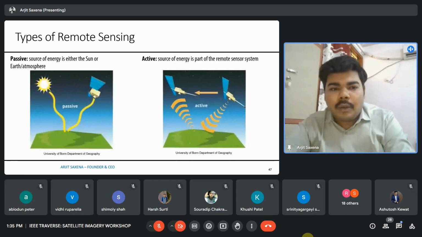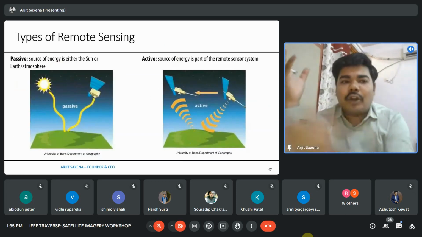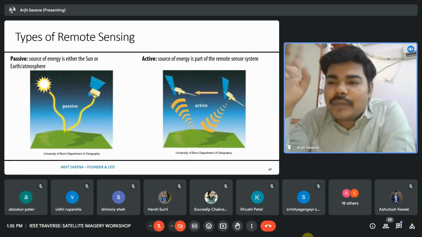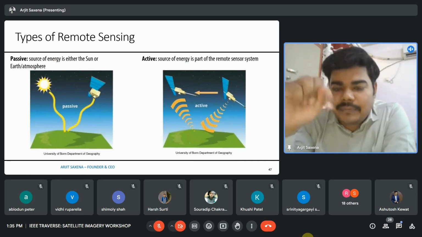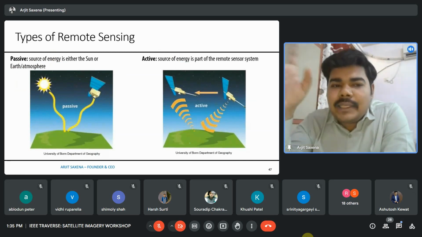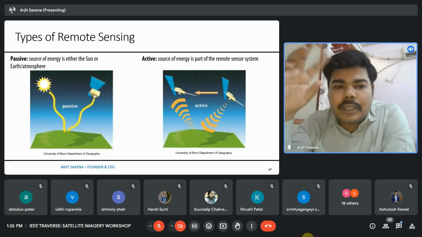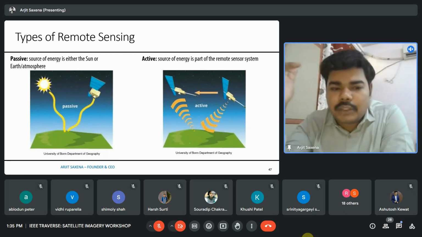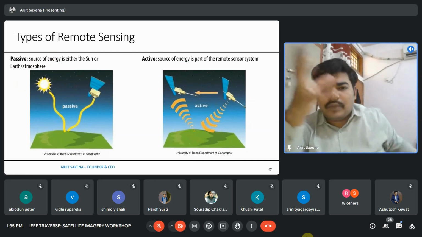Now when we are talking about sensors, there are two types of sensors: active sensors and passive sensors. A passive sensor is one where we use the source energy, either the sun or the atmosphere, because the atmosphere also has some energy.